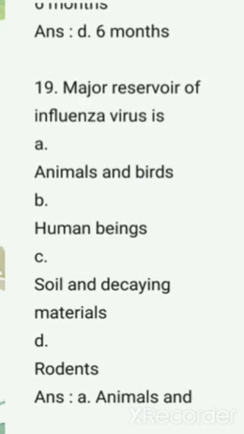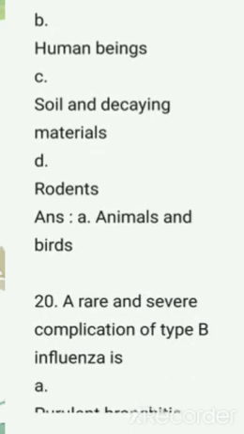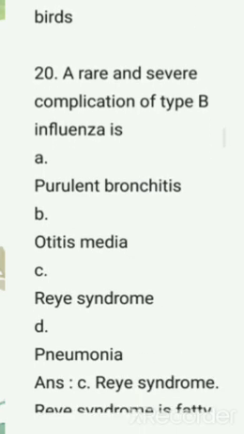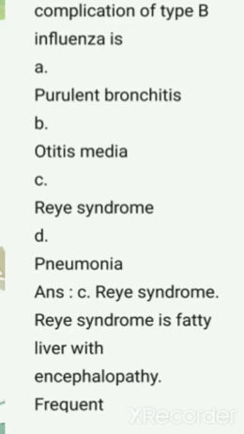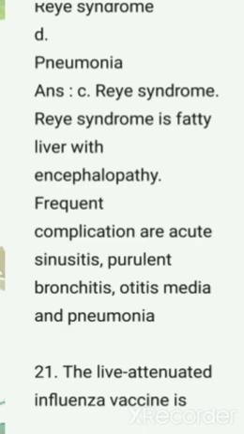Question number 19. Major reservoir of influenza virus is, options are: animals and birds, human beings, soil and decaying materials, rodents. Correct answer: animals and birds. Question number 20. A rare and severe complication of type B influenza is, options are: A. Purulent bronchitis, B. Otitis media, C. Reye syndrome, D. Pneumonia. Correct answer: Reye syndrome. Reye syndrome is a fatty liver with encephalopathy. Frequent complications are acute sinusitis, purulent bronchitis, otitis media and pneumonia.